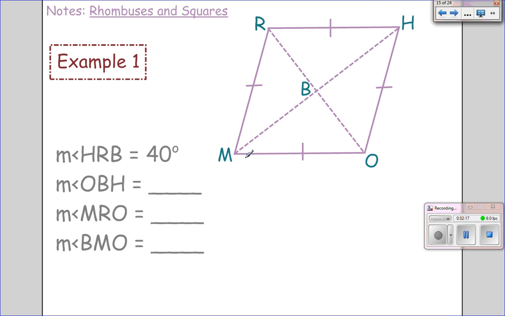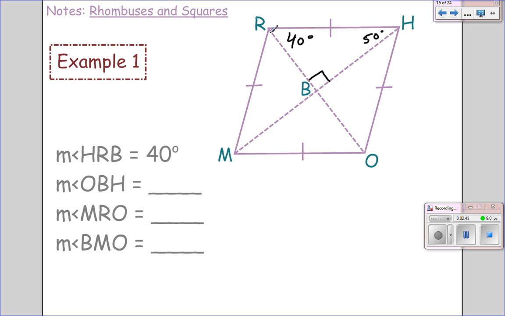For each of these, I would advise pausing and trying on your own to see if you understand the concept. Angle HRB is 40 degrees. And this is what shape first off? Well, we know it's a rhombus because the sides are congruent. So if HRB is 40, we know that this is going to be 90 because that's one of the properties of a rhombus. So the triangle adds up to 180, so 180 minus 90 minus 40 gives you 50.